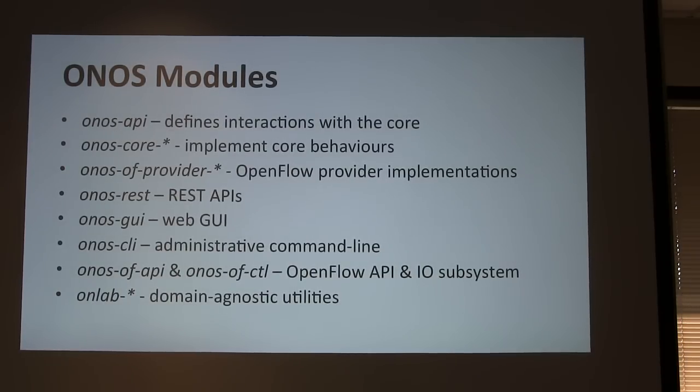We also clearly have an OpenFlow subsystem, which was actually one of the first things that we separated from everything else in ONOS. It is delivered as two sets of bundles: the API, which contains the message libraries and the API itself, and the ONOS OFCTL, which provides the IO subsystem. That's the active part that manages the connections of OpenFlow switches and shuttles the messages back and forth. And of course, we will most likely also deliver a number of domain-agnostic utilities as one or more bundles that carry a slightly different name, ONLab dash something. So that's the high-level module inventory that we expect to deliver in November.